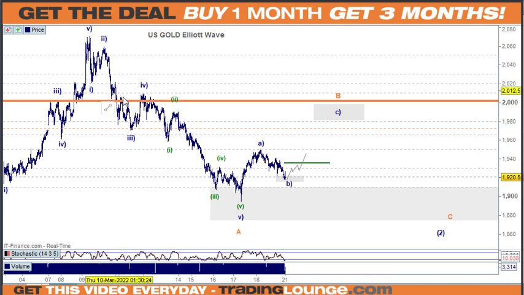Could this be wave 1, 2, 3, 4 in here, to 5 here? Possibly, and we could have another low in place here. There's a few things that could occur, but I'll just stay with this for the time being.